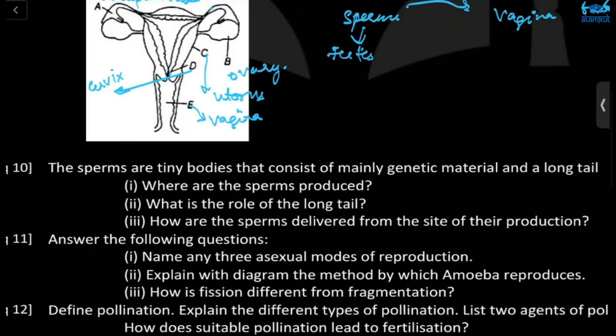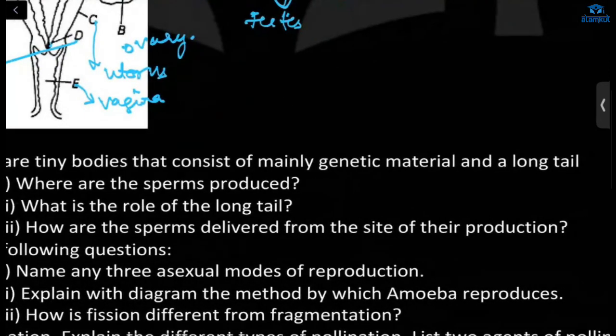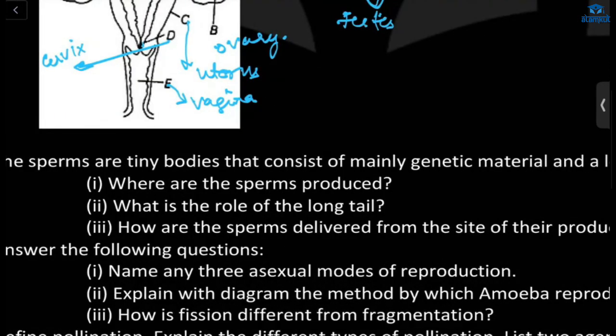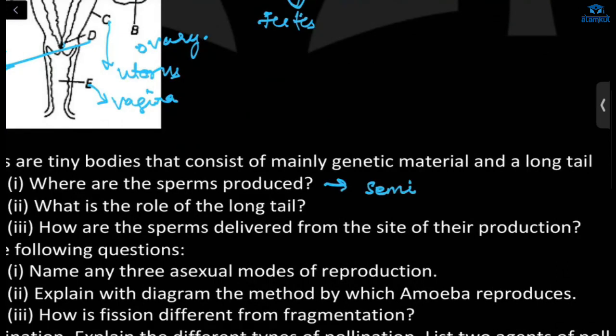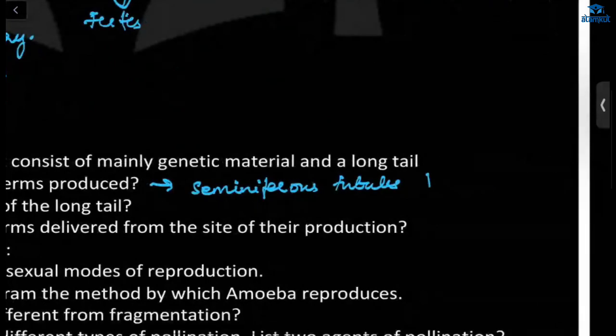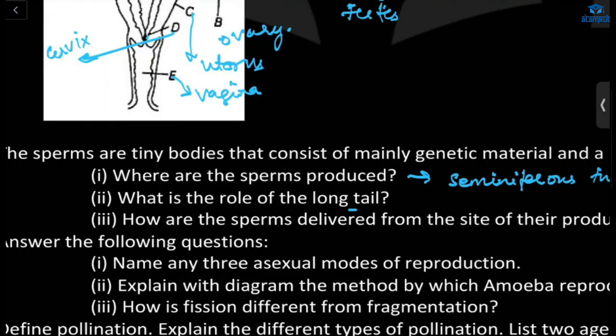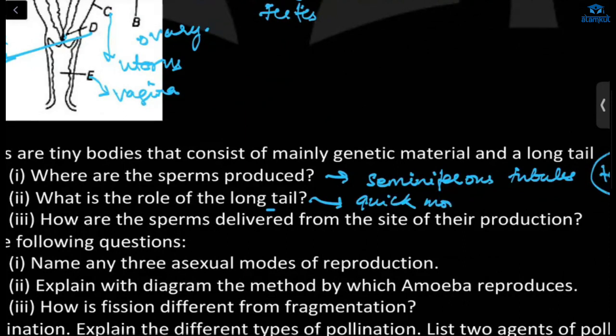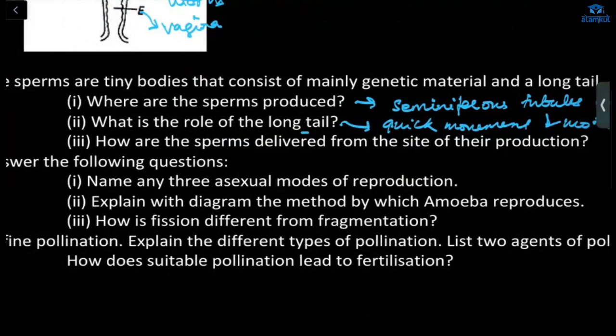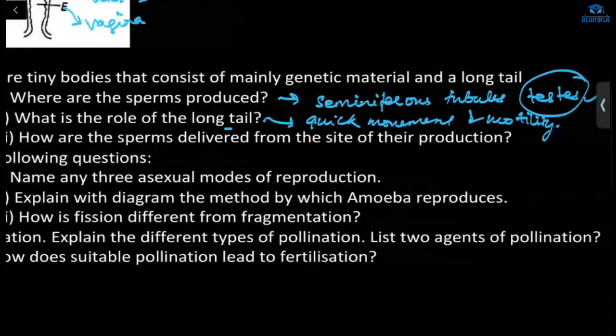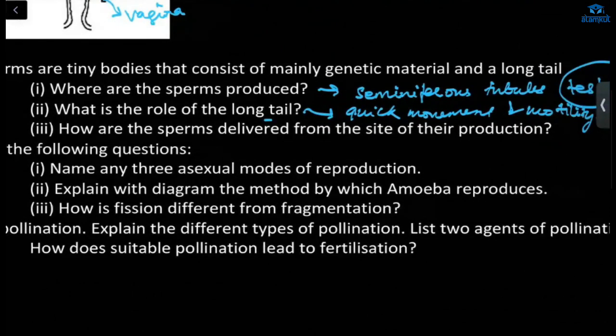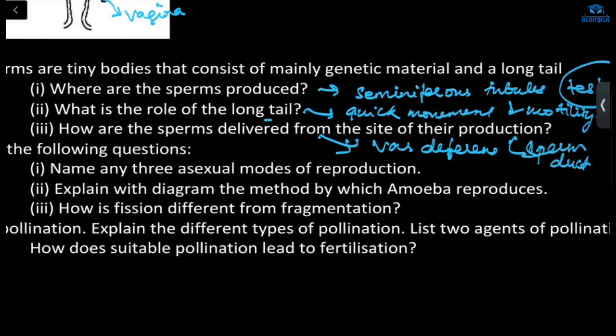Next is the 10th one. The sperms are tiny bodies that consist of mainly genetic material and a long tail. Where are sperms produced? In the seminiferous tubules in the testis. Even if you write testis, it will be correct. What is the role of the long tail? It helps in quick movement or motility of sperm. Next question: how are sperms delivered from the site of their production? They are delivered by the vas deferens, also known as the sperm duct, to the urethra.